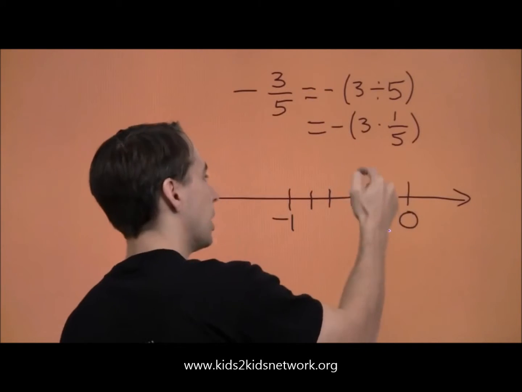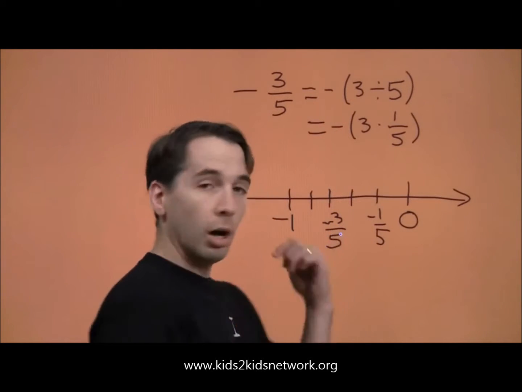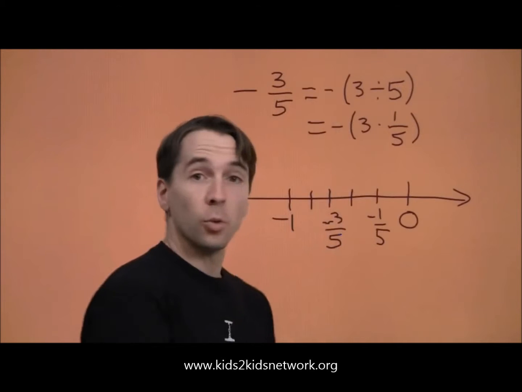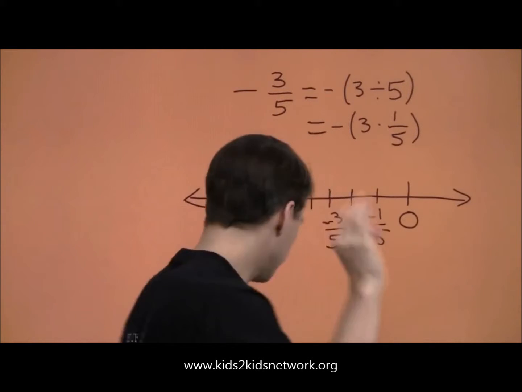Then we just count them out. We go a second one, then a third one, negative 3/5. That is an ugly negative 3/5, but that's where it is, right on the number line. Again, just one number. A fraction is a number.